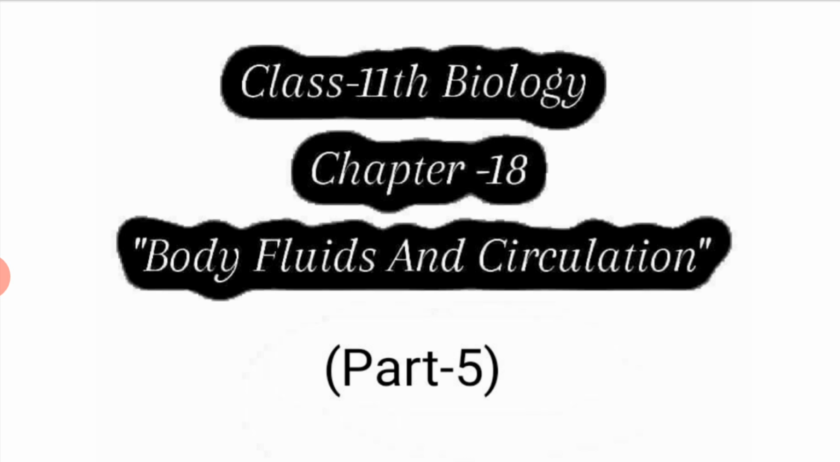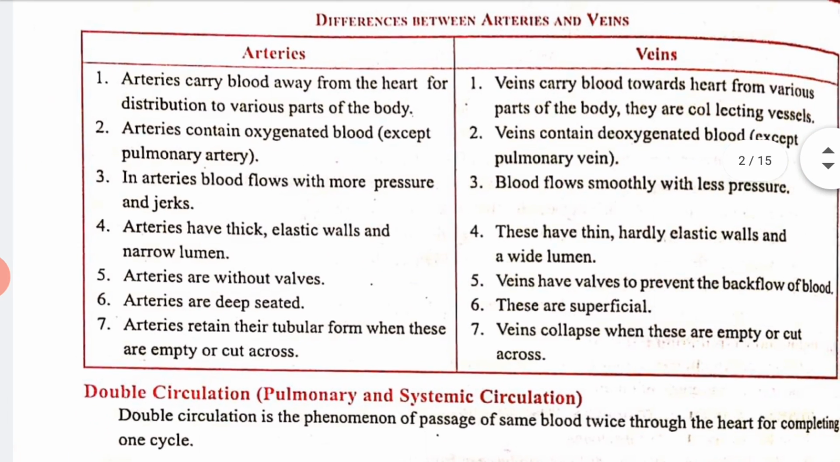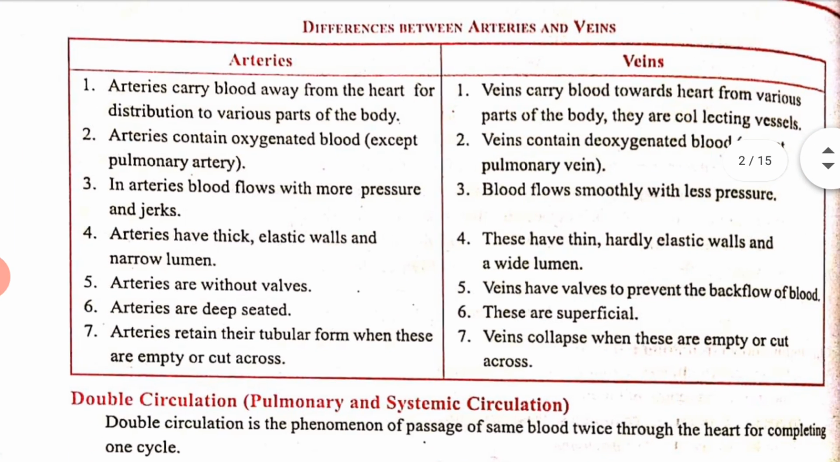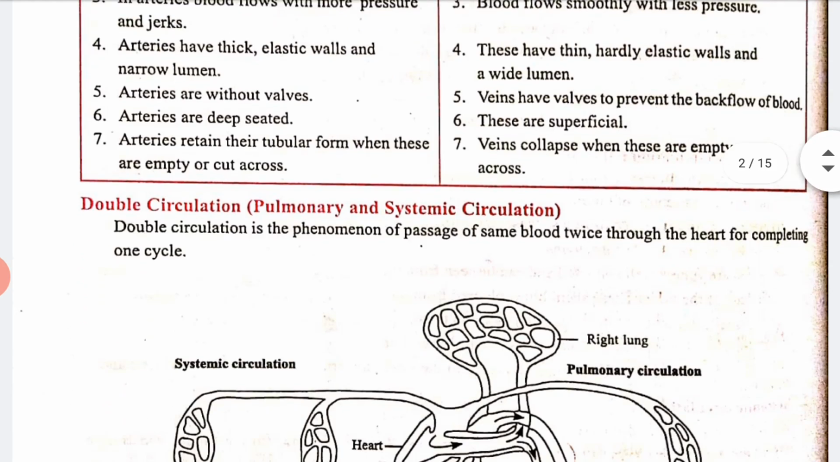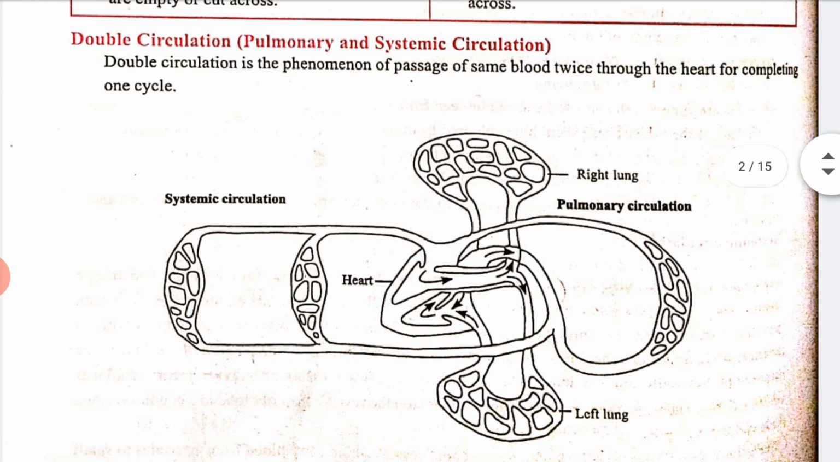Today in our chapter we are going to see which type of circulation is known as double circulation. First of all, just look once. This is the difference between arteries and veins, which we completed in our last class. Now today we are going to start with double circulation, or we can say pulmonary and systemic circulation.